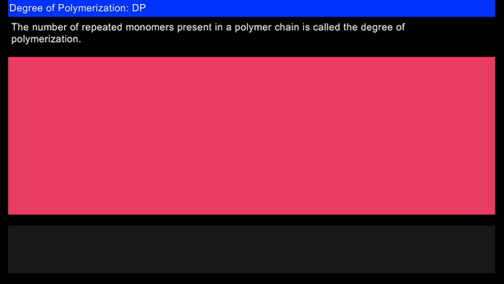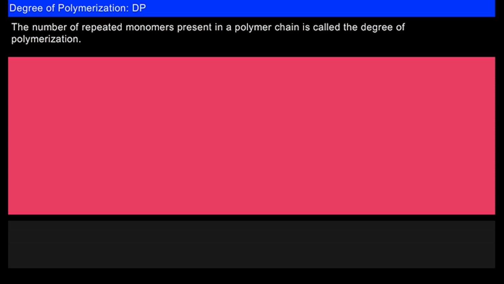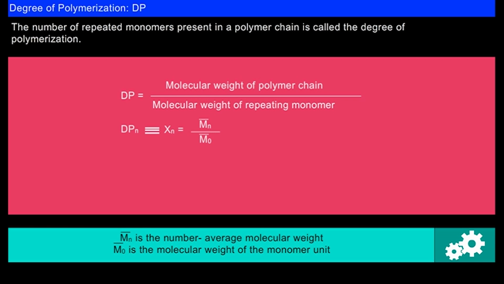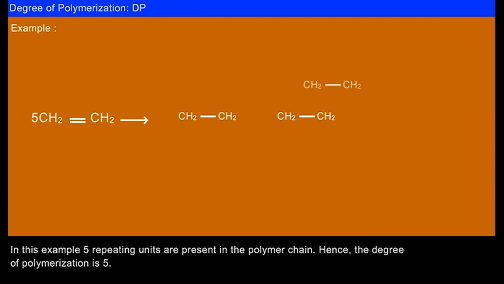Degree of polymerization, dp. The number of repeated monomers present in a polymer chain is called the degree of polymerization. Now we can say dp is the molecular weight of polymer chain divided by molecular weight of repeating monomer. dPn is xn equal to average molecular weight divided by molecular weight of the monomer unit. Observe the example given. In this example, 5 repeating units are present in the polymer chain. Hence, the degree of polymerization is 5.